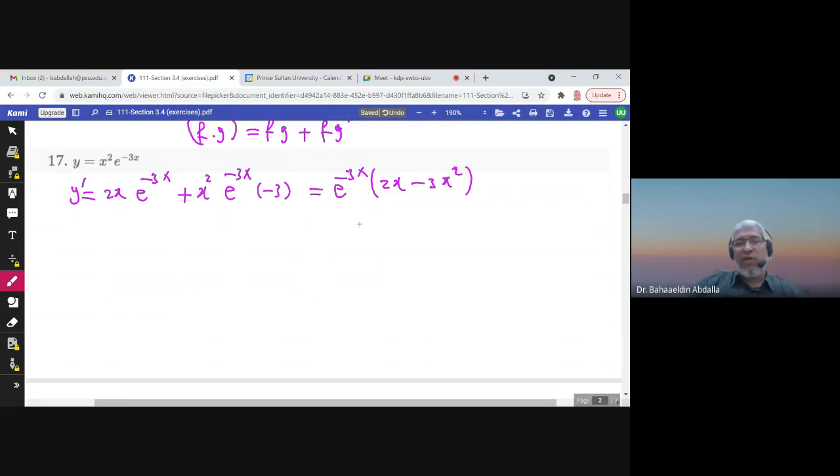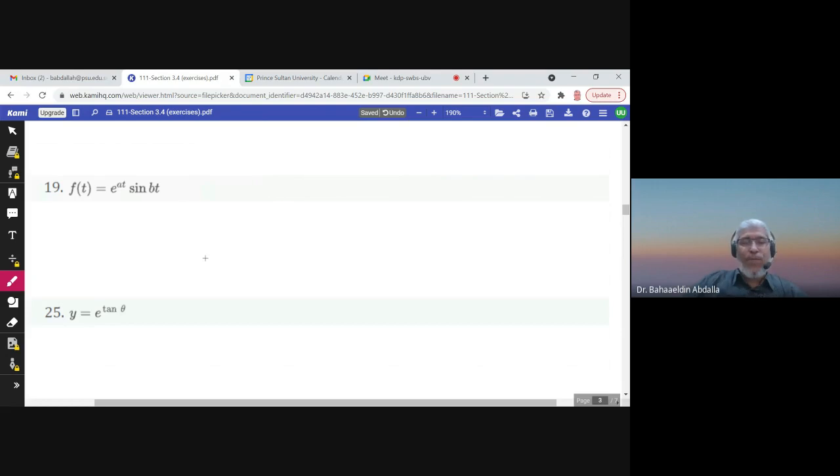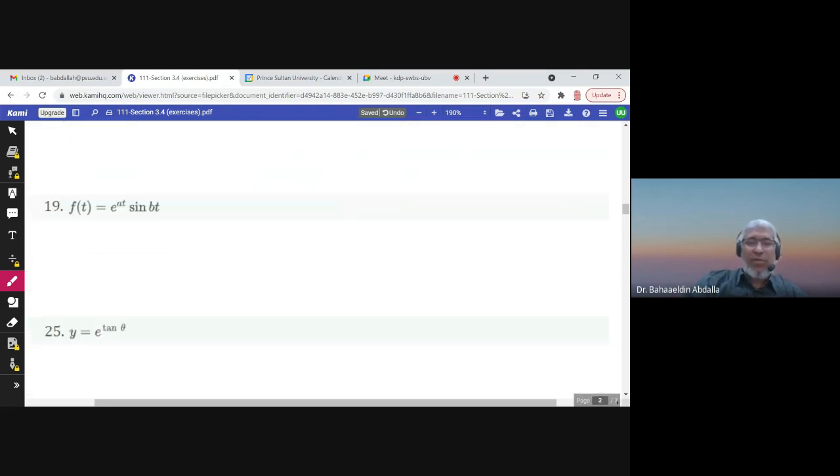You can even write e to the power negative 3x in the denominator as e to the power 3x. So we used here the product rule. Here also we use the product rule. The derivative of e to the power at is e to the power at times a, the derivative of at, times sine bt plus e to the power at as it is.